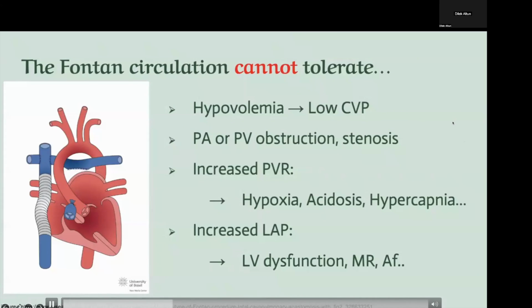Next, any pulmonary artery or pulmonary vein obstruction or stenosis significantly impairs passive blood flow through the lungs, leading to reduced cardiac output. Increased pulmonary vascular resistance, PVR, is another major concern, triggered by conditions like hypoxia, acidosis, or hypercapnia. Managing these factors is key to preventing increased PVR, which can severely affect blood flow in Fontan patients. Finally, increased LAP due to left ventricular dysfunction, mitral regurgitation, or atrial fibrillation, AF, further compromises the pressure gradient needed to drive blood through the lungs.